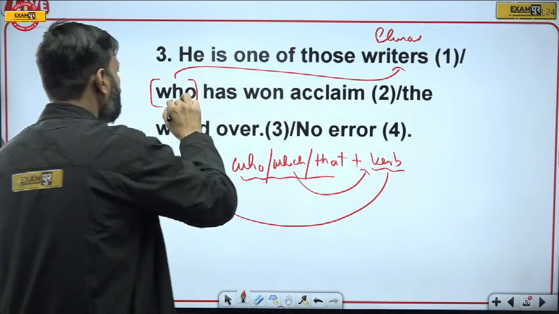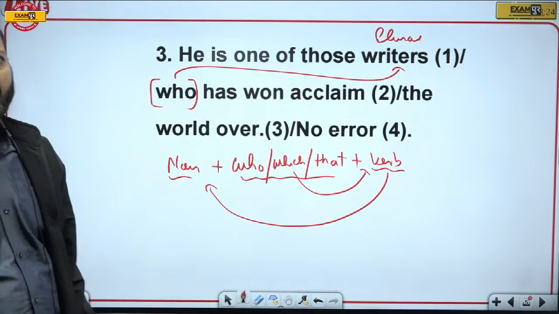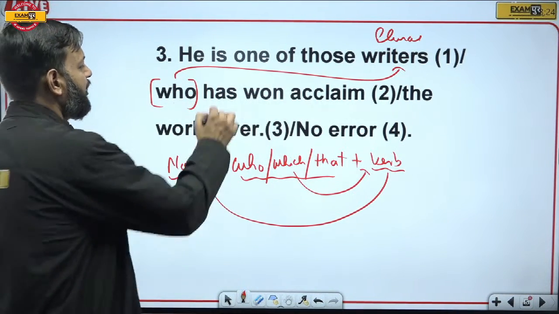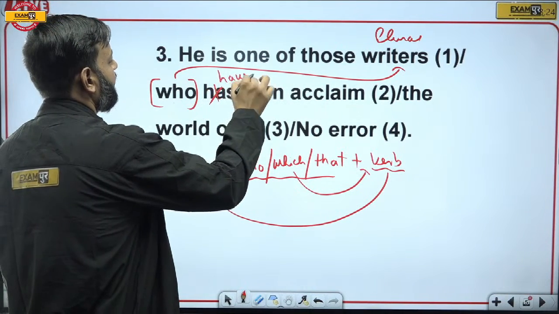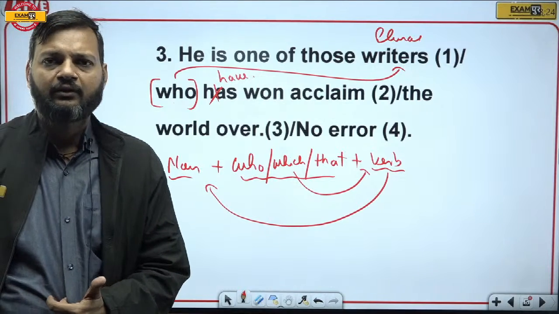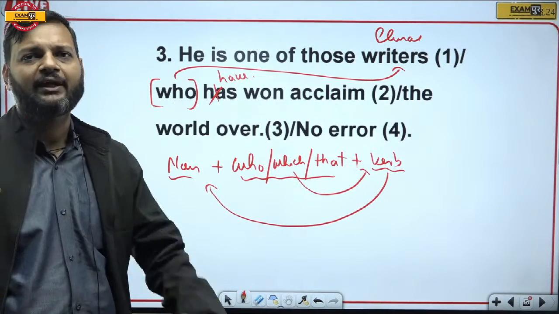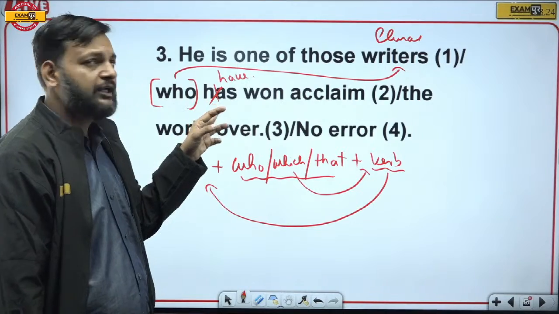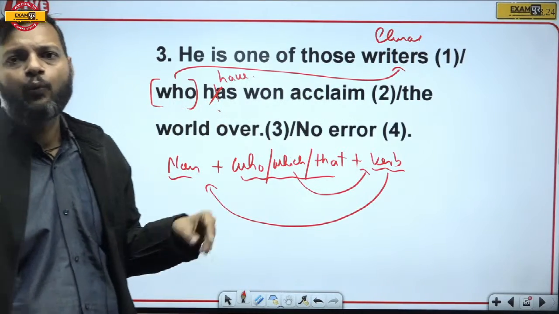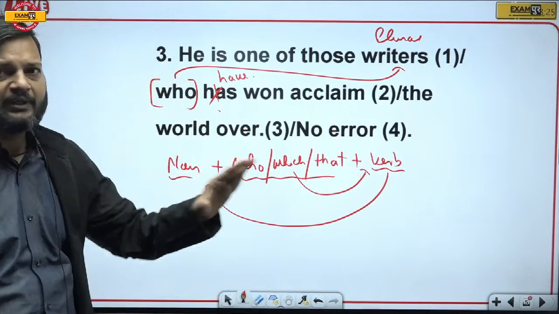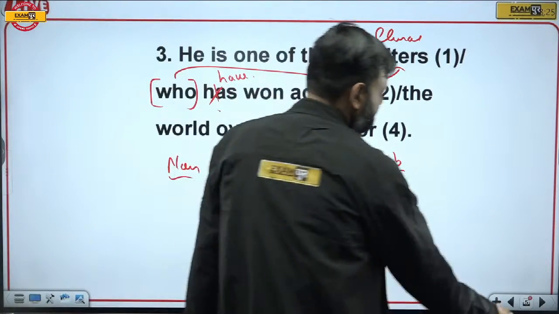So who is followed by has, which is wrong. So here has will be replaced by have. This is a question of subject verb agreement. So the rule is that the verb after a relative pronoun must agree with the noun or pronoun before it. So has will be replaced by have, right?